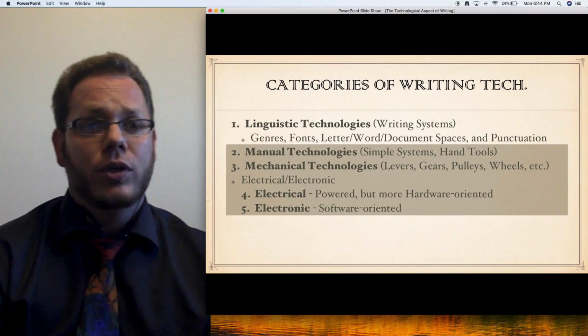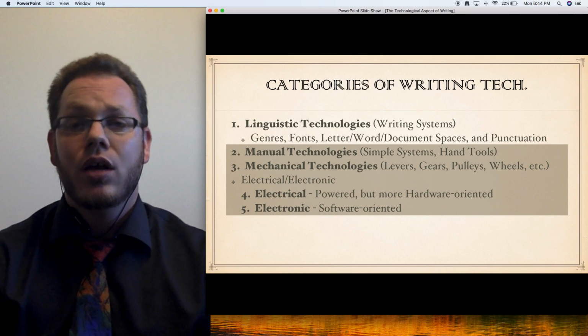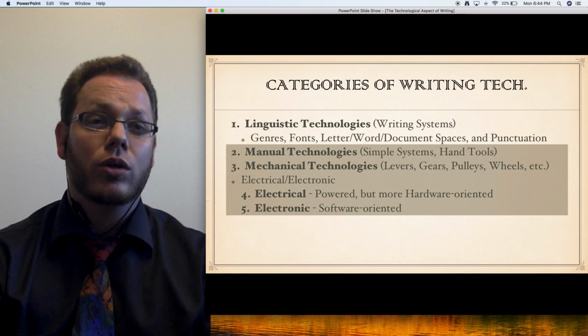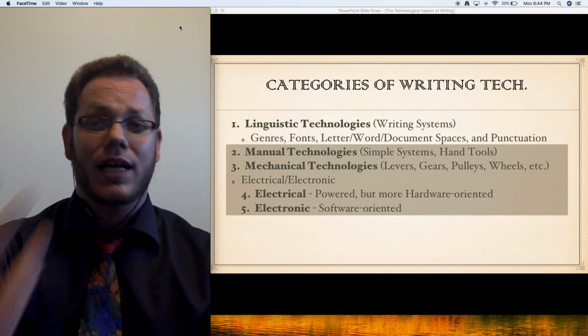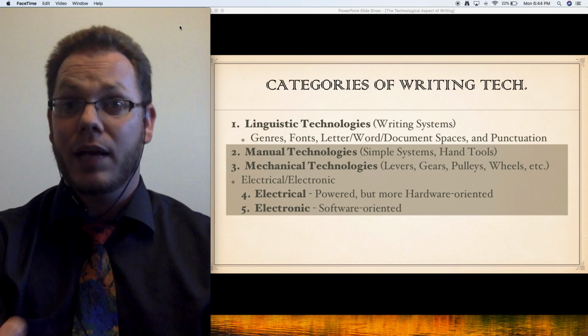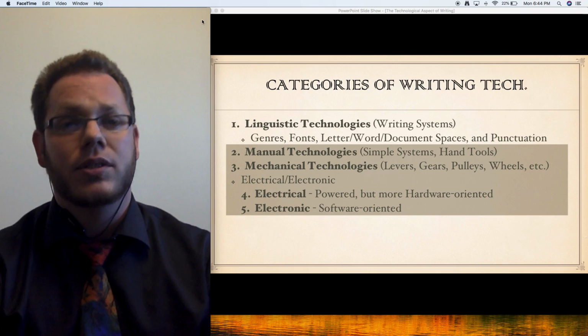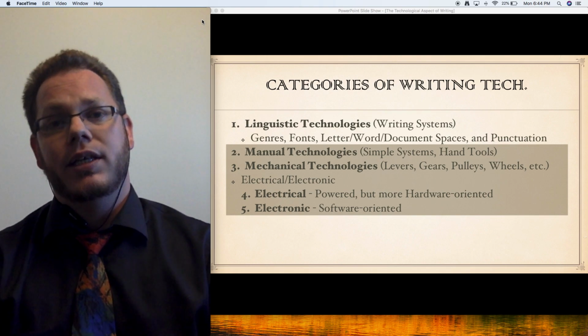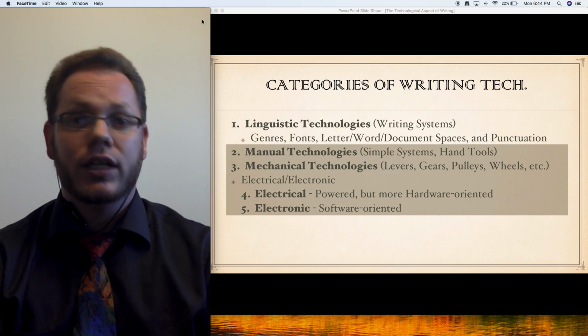So when we talk about electrical, these are powered, but they're more hardware oriented. When we talk about electronic, they're more software oriented. And if there's a better term for this in the scholarship, and I just haven't found it yet, please forgive me. Let me know. Comment below if you find it. But building on some of the articles I have read in this area, these are the categories I use. So we've got the hardware oriented electrical.